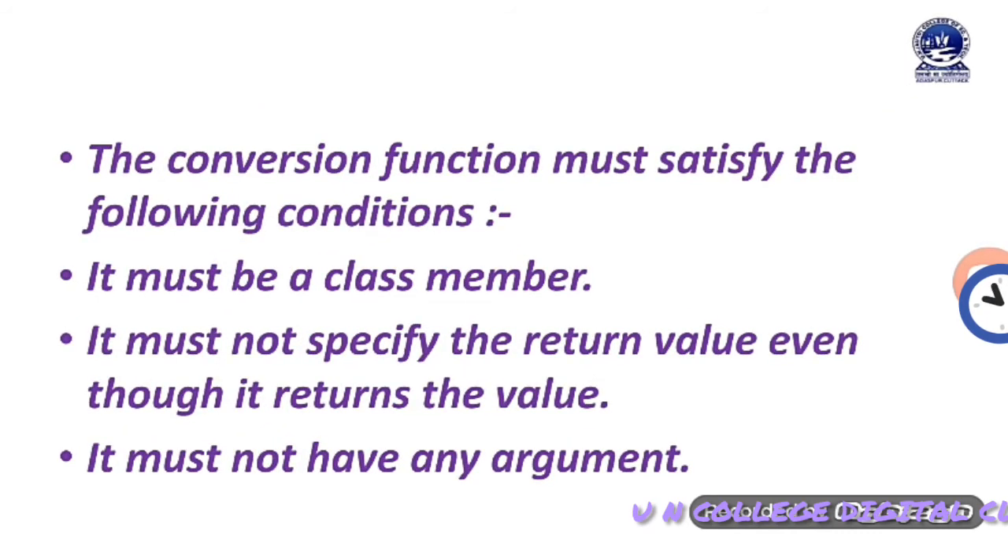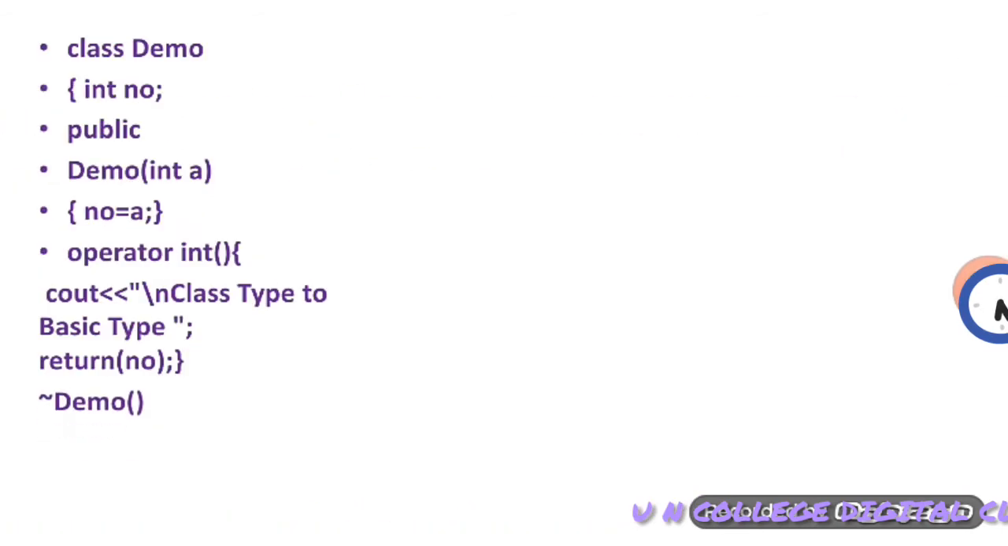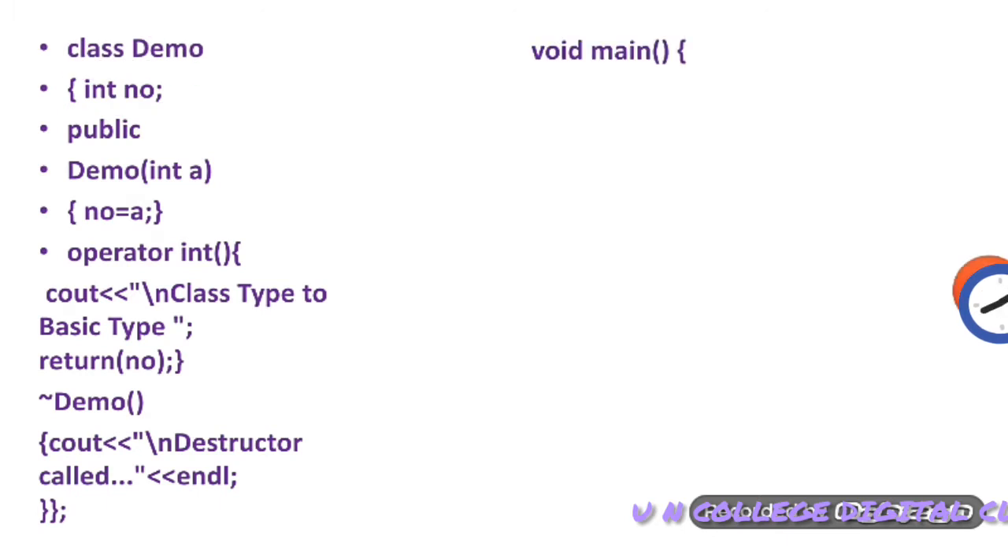The conversion function must satisfy the following conditions. What are those? It must be a class member. It must not specify the return value even though it returns the value, obviously. It must not have any argument. Then I have used the destructor, and inside the destructor I have used a simple statement, that is cout destructor called handle. That's all.